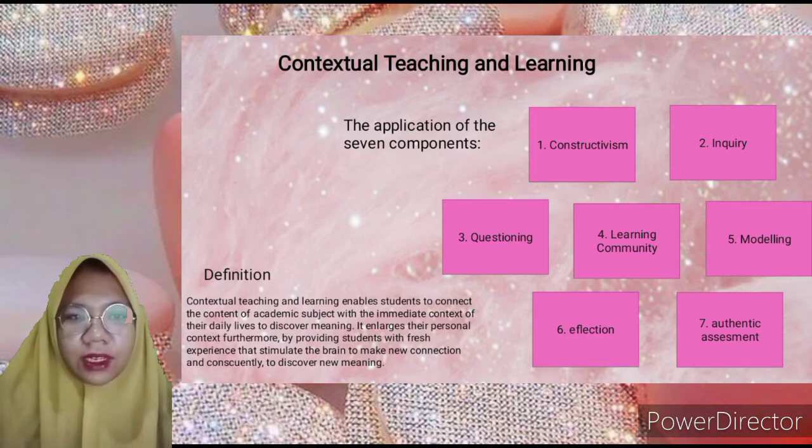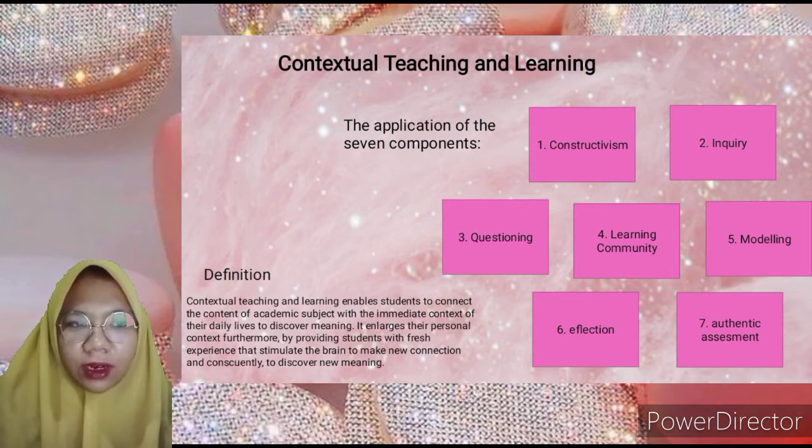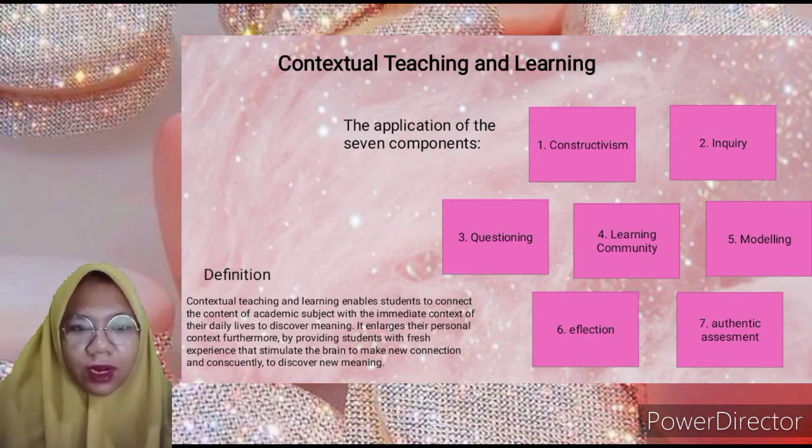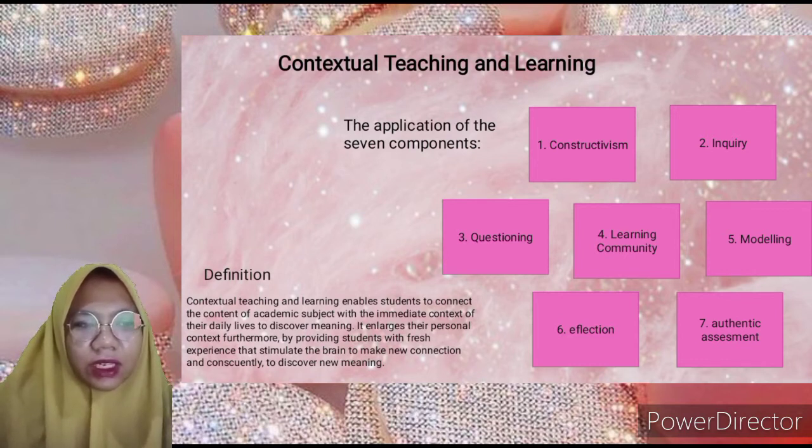And number 4 is learning community. A problem cannot be solved alone, but requires the help of others. So the concept of the learning community suggests that learning outcomes are obtained from cooperation with others. And then number 5 is modeling. This component suggests that certain skills or knowledge are learned using a model that students can imitate.